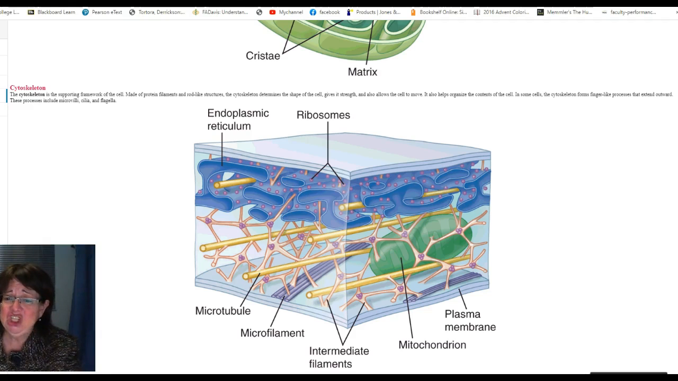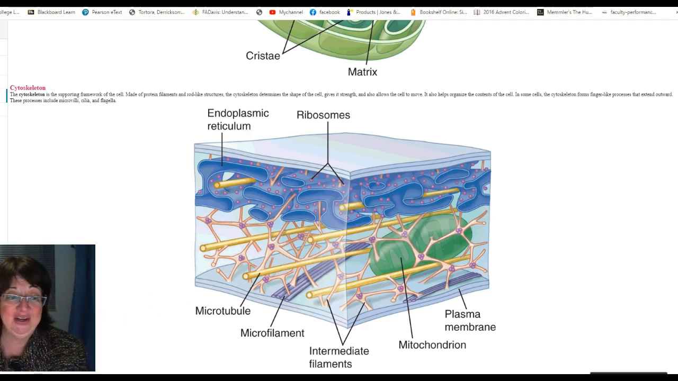The cell is given strength using what's called the cytoskeleton. And the cytoskeleton is made of protein filaments, and these protein filaments are microtubules, microfibers, and intermediate filaments. The difference between them has to do with size and structure. We won't get into detail here, but that's what gives a structure in the cell for strength, but also for cells and molecules to move along them.